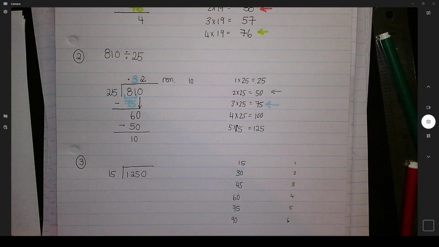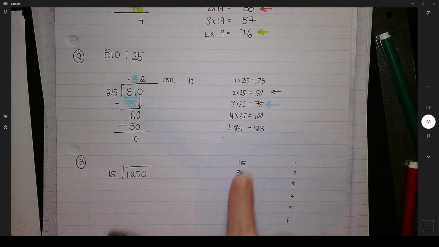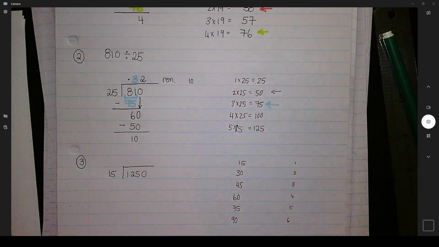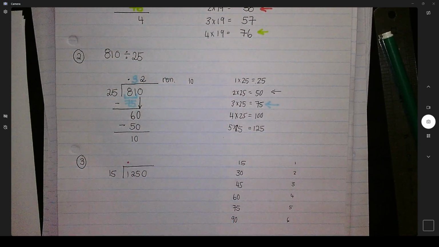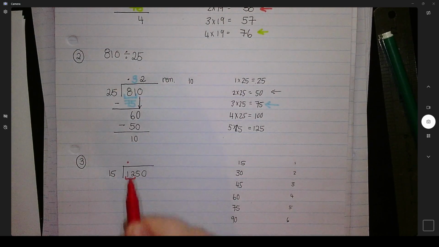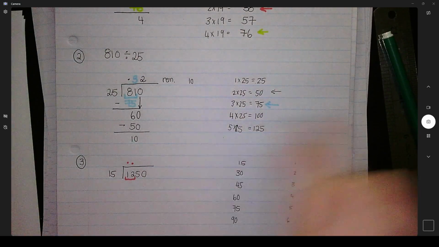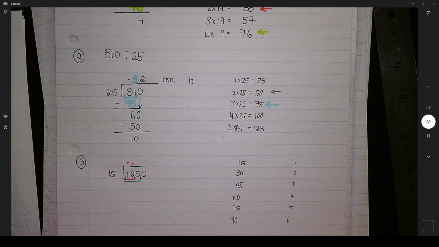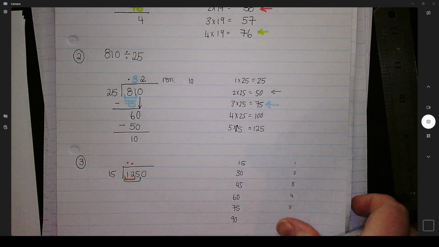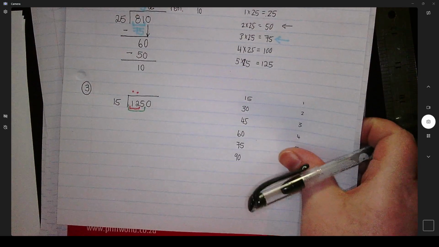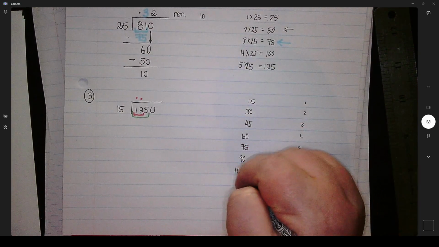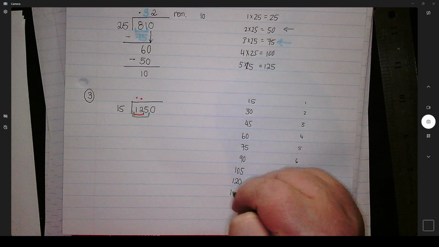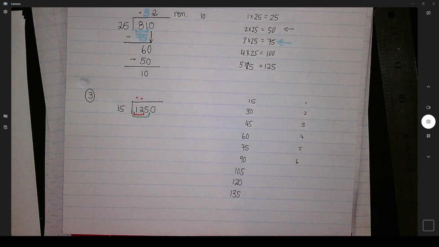Right, you can see that I have my clue board written out here for 1250 divided by 15. Okay, it can't go into 1. It also can't go into 12. So we look at 125. It looks like I'm going to need to extend my clue board. So that's going to be 105 and then 120 and then 135.